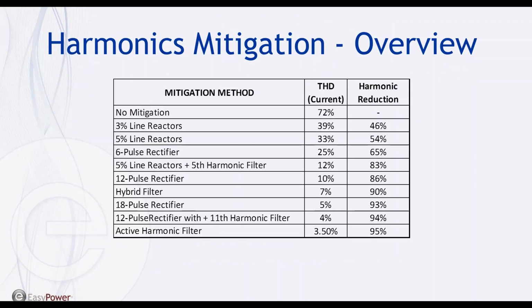So here we have an overview of the effectiveness of different types of harmonics mitigation methods. No mitigation can typically result in a 72% total harmonic current distortion. That's with doing nothing. The percent harmonic reduction is based on the current total harmonic distortion for a given method as compared to no mitigation at all. So looking down the list, you can see how different methods are more effective than others.